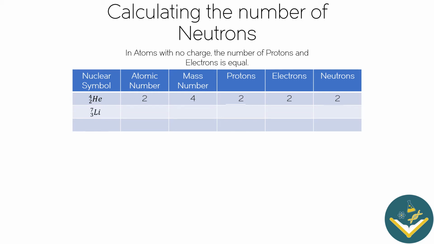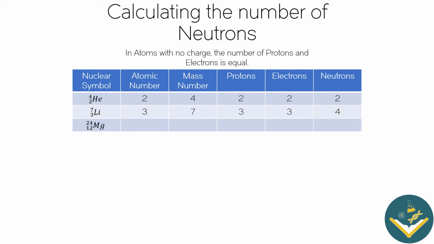Next up, we've got lithium. The atomic number for lithium, again, we can see it straight away, is going to be 3. The mass number, again, shown straight away, 7. Now for the number of protons. Well, protons is always equal to atomic number, so again, 3. And the number of electrons is always equal to the number of protons, so 3. Whereas this time, neutrons, it's the difference between the mass and the atomic number. Our atomic number is 3, our mass number is 7, so of course our answer is 4.